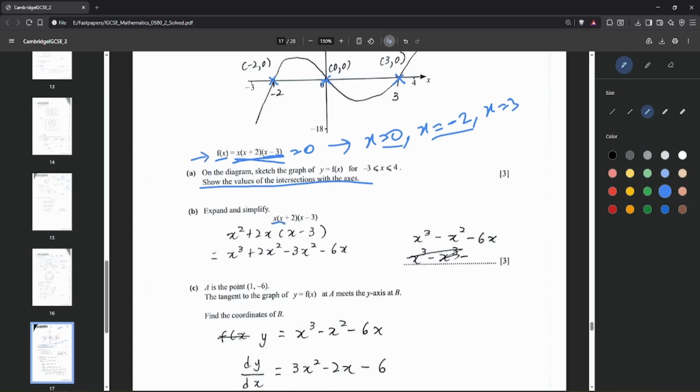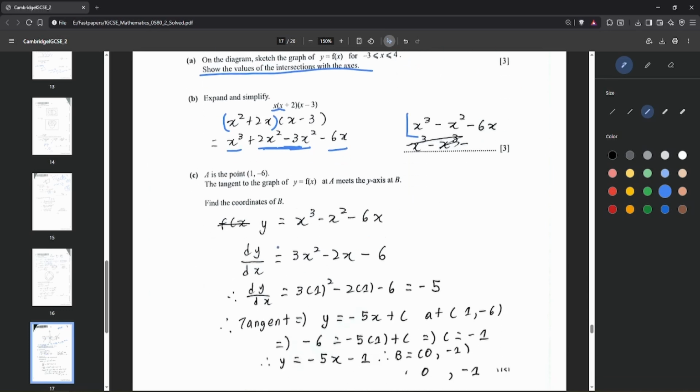Now we have the same function, we need to expand it. So x into x is equal to x square plus 2x, right? So we have a bracket here. Now x square plus 2x into x minus 3, this is equal to x cube, plus 2x into x is equal to 2x square, minus 3x into x square is equal to minus 3x square, and then 2x into minus 3 is equal to minus 6x. So we need to add these, so we get x cube minus x square minus 6x.